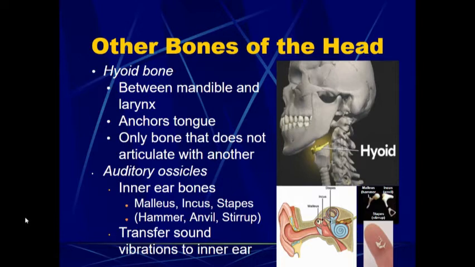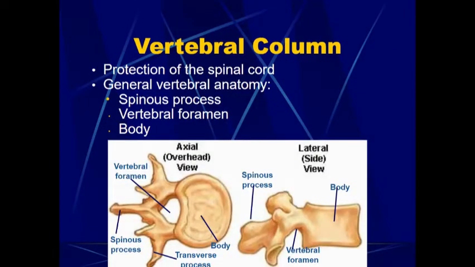Moving on to the vertebral column. The vertebral column provides protection for the spinal cord. In the general anatomy of an individual vertebra, there is a very thick body. There is an opening called the vertebral foramen, which is what the spinal cord travels through.